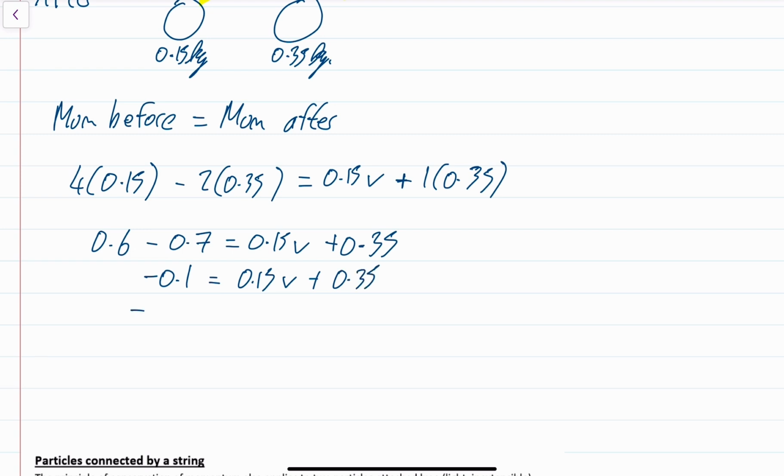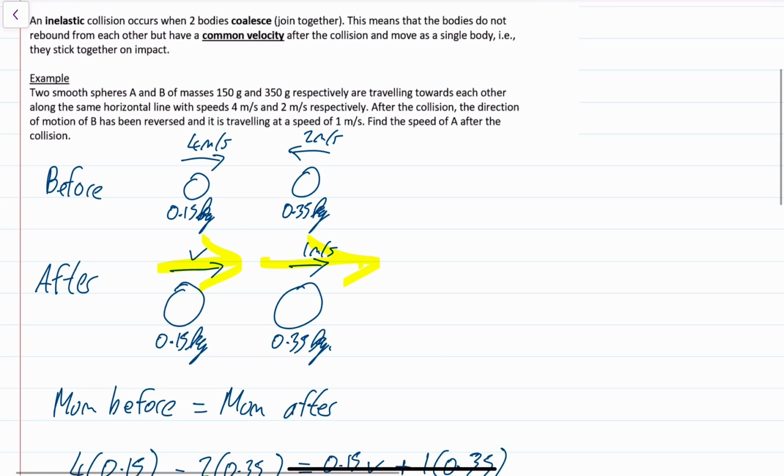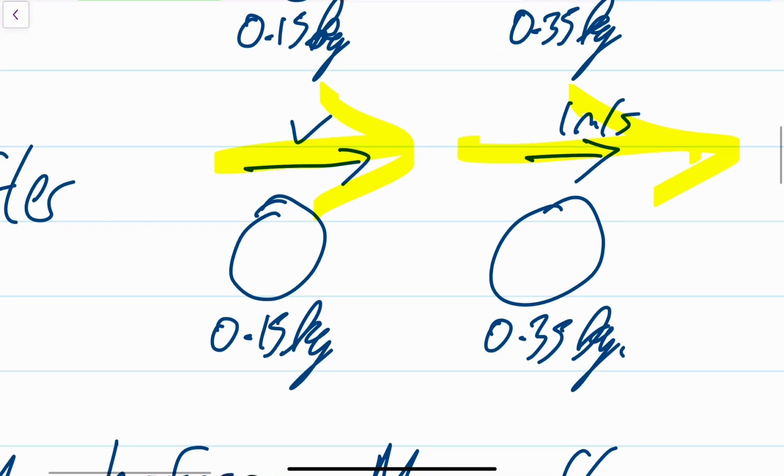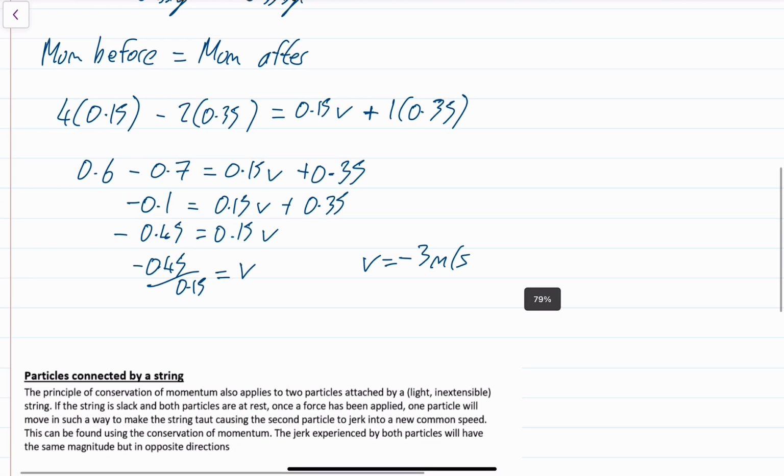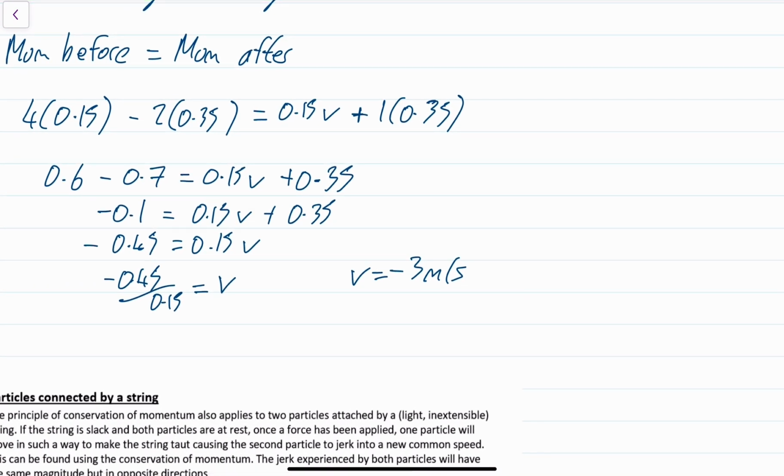So that works out to be minus 0.45 is equal to 0.15 V, which means minus 0.45 divided by 0.15 is equal to my V. So my V actually works out to be minus 3 meters per second. Okay, let's go back to my diagram. So I had assumed this thing would have been going to the right, but it has actually rebounded and it's going to the left. So you would need to write that in.